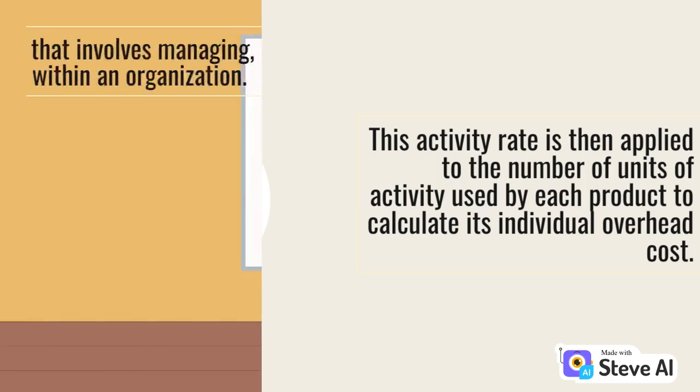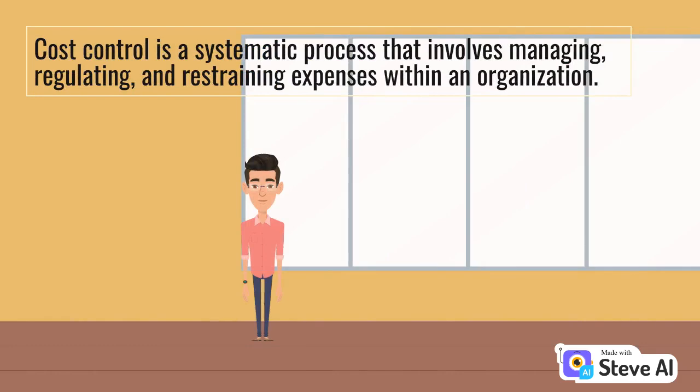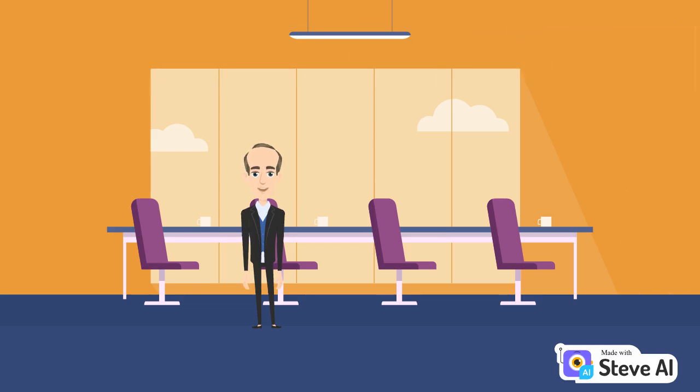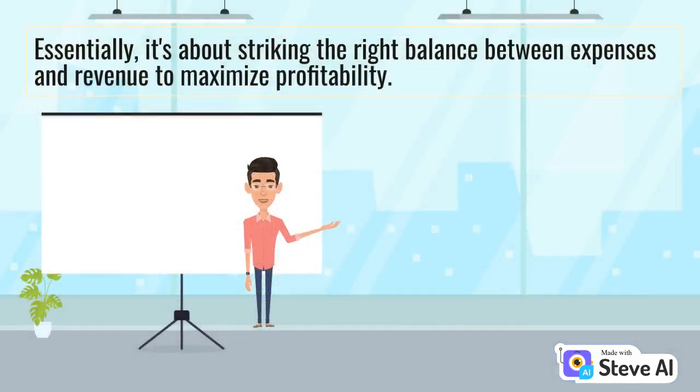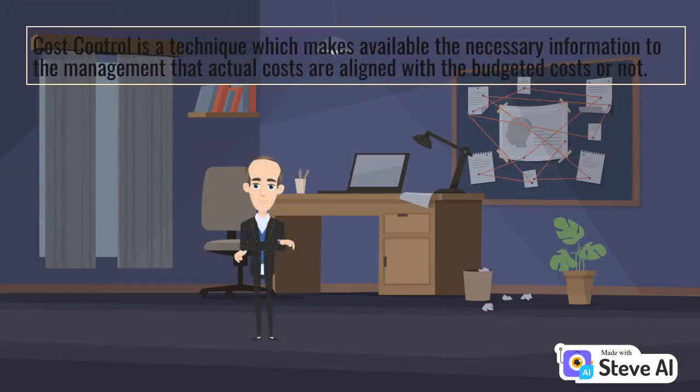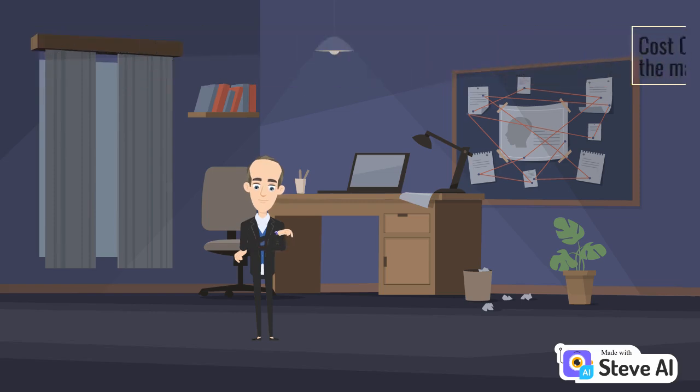Cost control is a systematic process that involves managing, regulating, and restraining expenses within an organization. It is a proactive approach aimed at ensuring that a company's resources are used efficiently and that unnecessary costs are minimized. Essentially, it's about striking the right balance between expenses and revenue to maximize profitability. Cost control is a technique which makes available the necessary information to the management that actual costs are aligned with the budgeted costs or not.